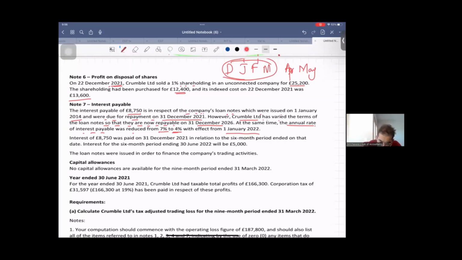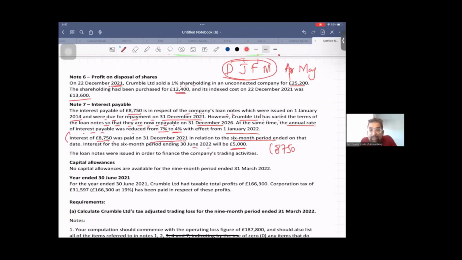Now, see, this line is important. Interest of 8,750 was paid on 31st December 2021 in relation to the 6 months. So first 6 months' interest is clear, 8,750. And interest of the 6 months period ending 30th June will be 5,000.